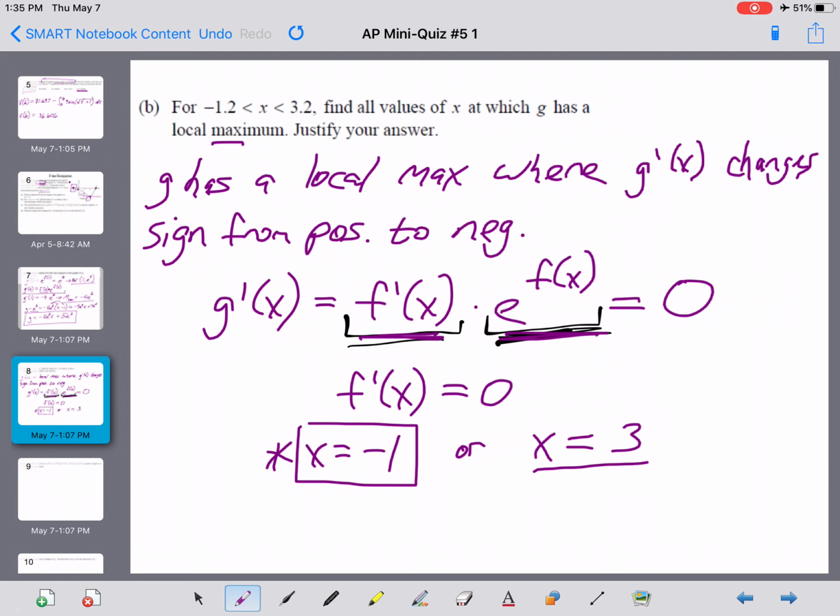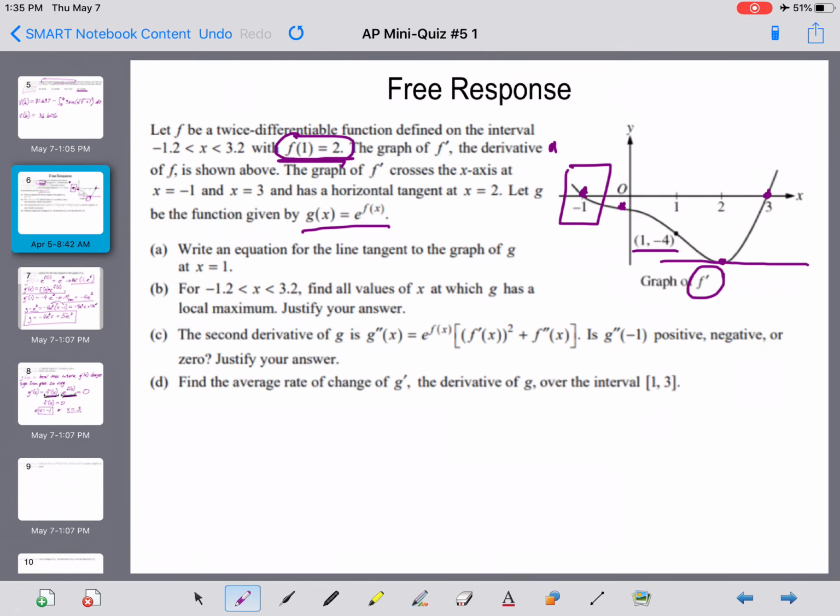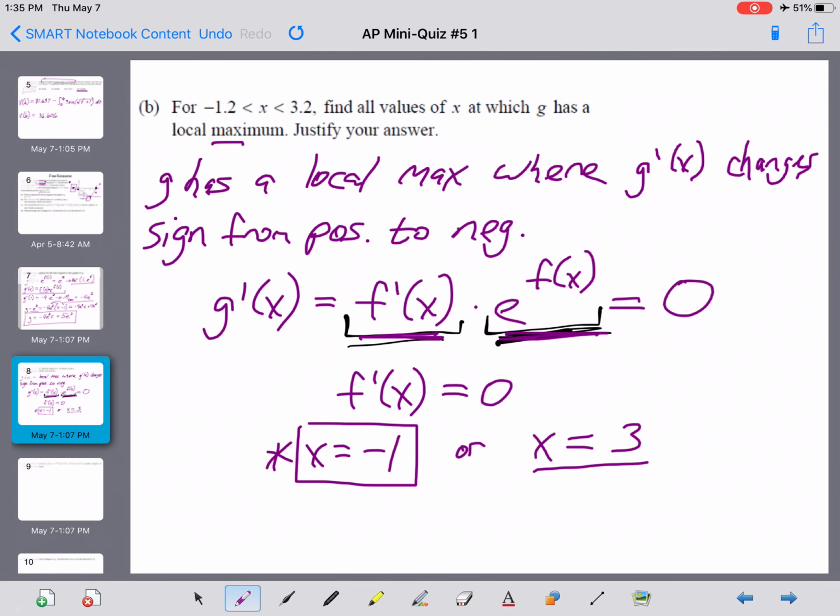Right here at x equals 3, what happens is that the sign of f prime changes from negative to positive. This is a spot right here where we would have a local minimum because our derivative goes from negative to positive, or the function goes from decreasing to increasing. So find all values at which g has a local max and justify our answer.